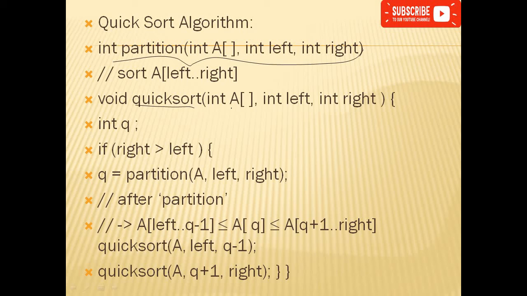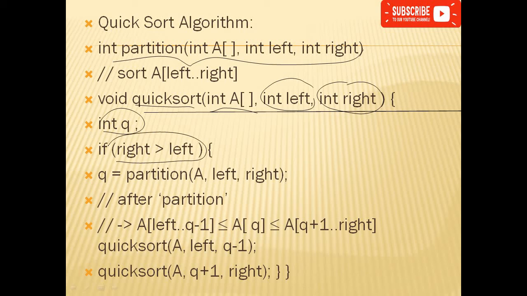In the quicksort algorithm, we are passing the array and the index of left and index of right. Why? Because we'll start from i and j also. That's why I am taking q. If right is greater than left, then only the process will be done. Generally, if I start with index 1 and index 9, then 9 is greater than 1. So partition will be done. So q equals partition of a comma left comma right. So first index and 9th index of the array.